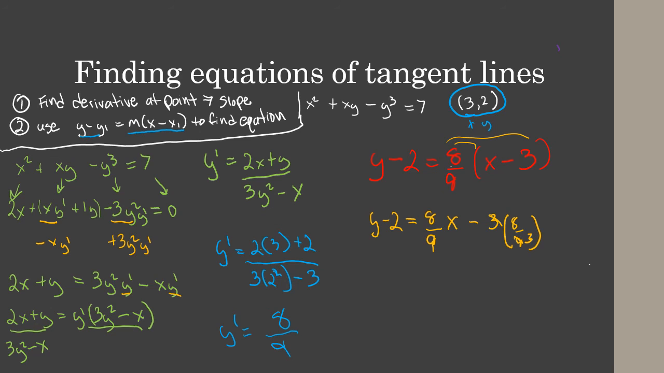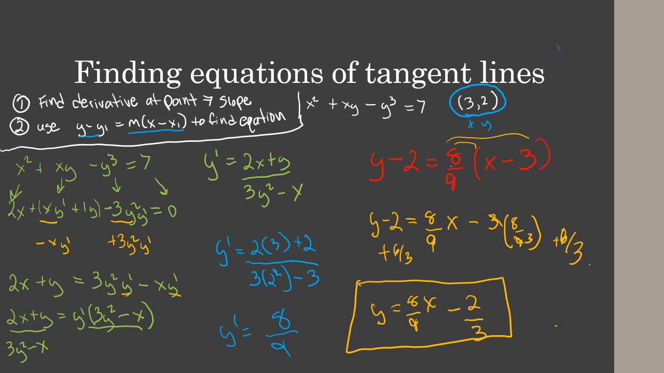And we've got y minus 2, but let's add 2 to each side, but we're going to make 2 look a little differently because we need a denominator of 3. So if we add 6 over 3, we're adding 2 to each side, and that gives us y equals our slope of 8/9 x. And then if we add 6 over 3, then minus 8 over 3, that gives us minus 2 over 3. And that is the equation of the tangent line at that point.